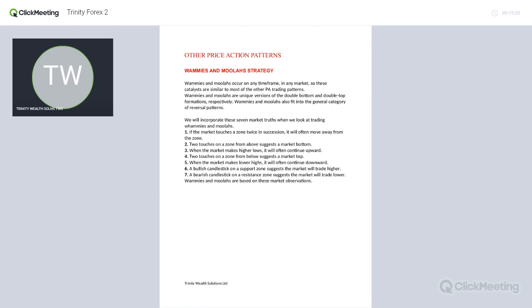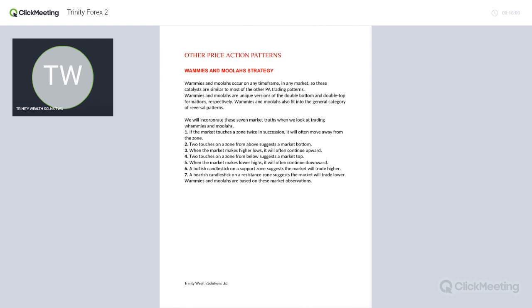A bullish candlestick, remember the support is where the bears are unable to penetrate through. So if there is that struggle at support and then we see a good bullish candlestick at support, it tells us the market is likely to move in an upward trend or in a bullish direction. So the market will trade higher. And a bearish candlestick on a resistance zone suggests the market will trade lower. So Gomez and Mullers are based on these market observations.